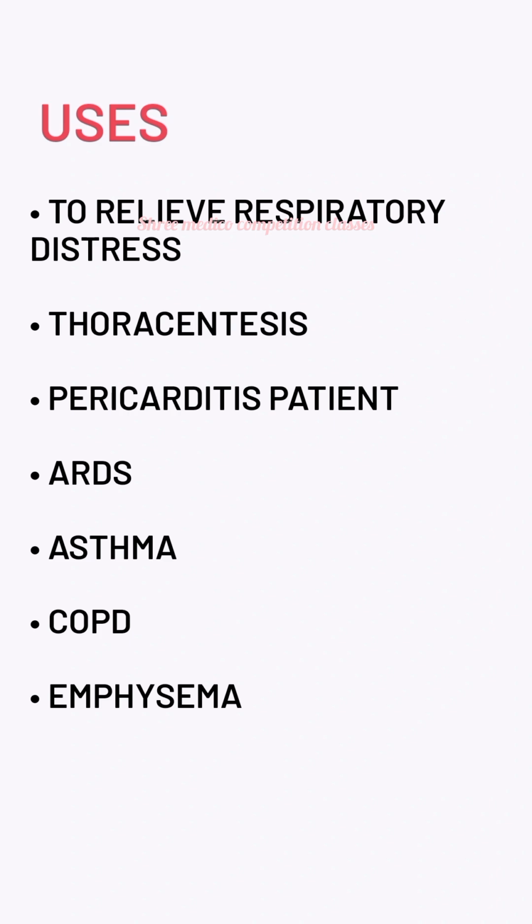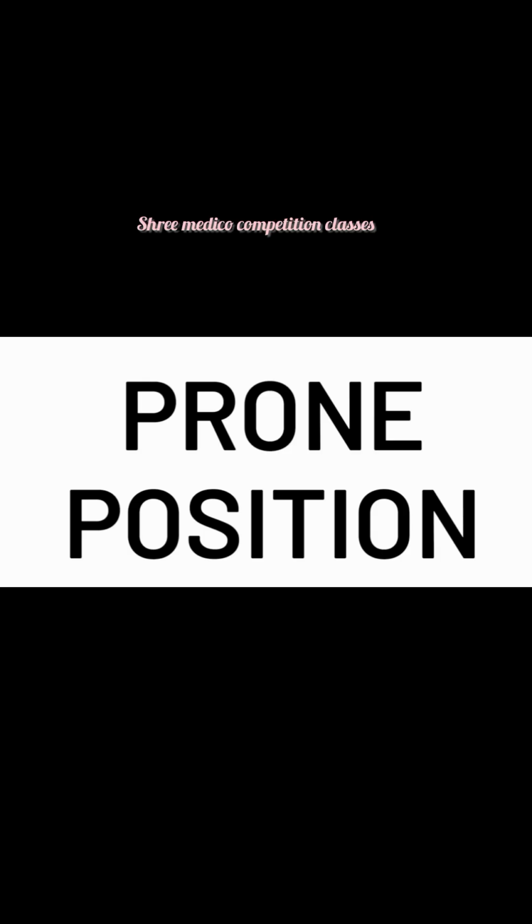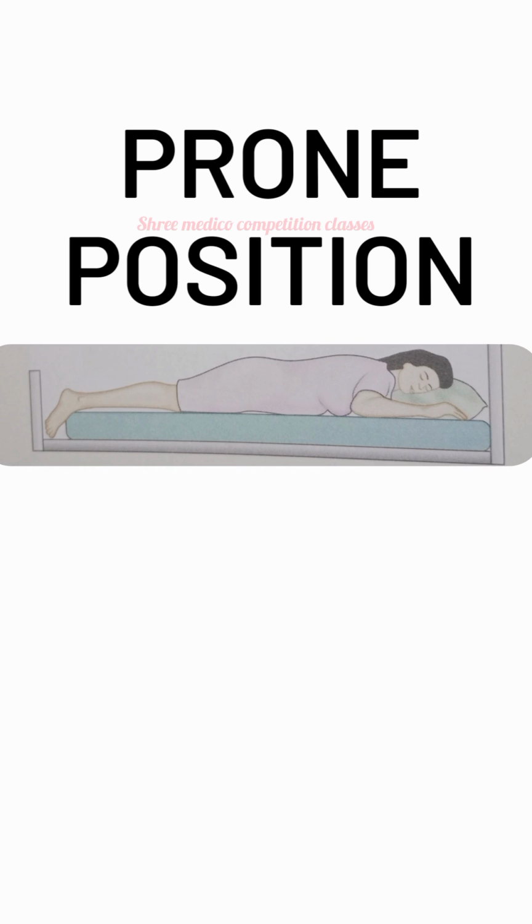Now the next position is the prone position, and in this position, the patient is lying on the abdomen with the head turned to one side to promote comfort. A pillow can be used under the head and a small pillow or towel roll can be used under the abdomen. So you have to use two pillows: the first is under your head and the second is under your abdomen.